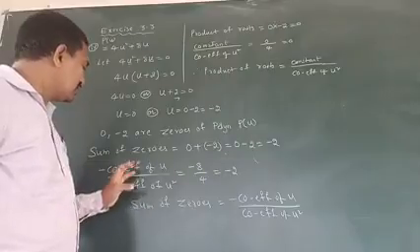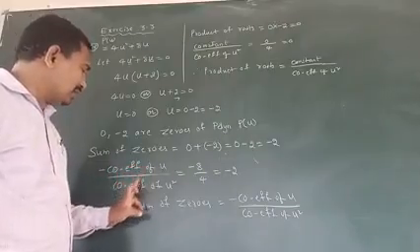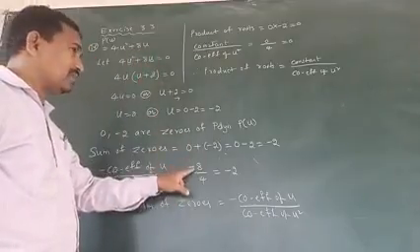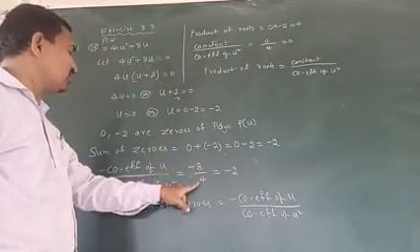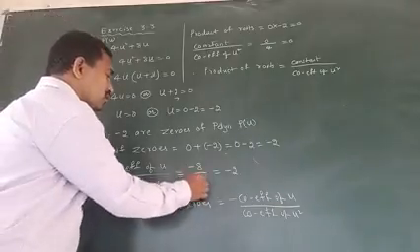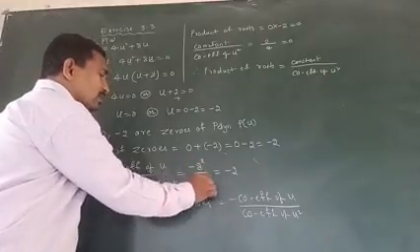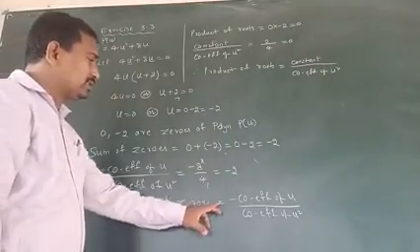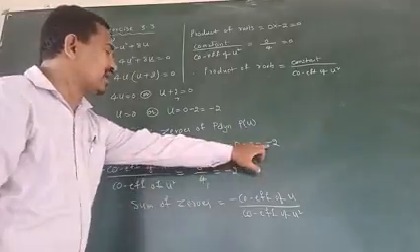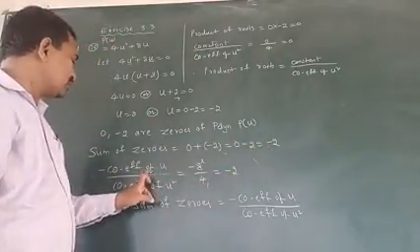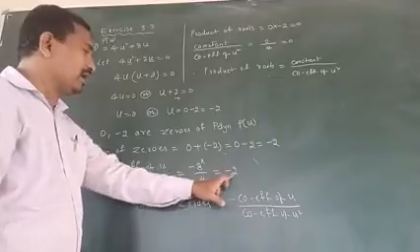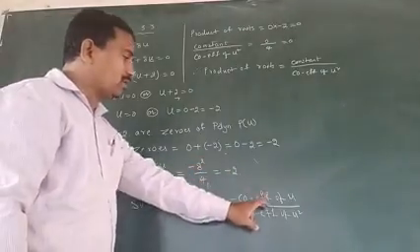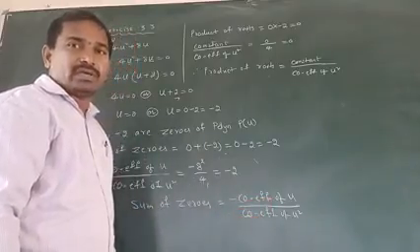Next, let us find minus coefficient of u by coefficient of u square. What is the coefficient of u? 8. Minus 8 by u square coefficient 4. 4 ones are 4, 4 twos are 8. Minus 2 by 1 is minus 2. So the sum of zeros we got is minus 2, and minus coefficient of u by coefficient of u square we got minus 2. So these two are equal. So the sum of zeros is equal to minus coefficient of u by coefficient of u square.